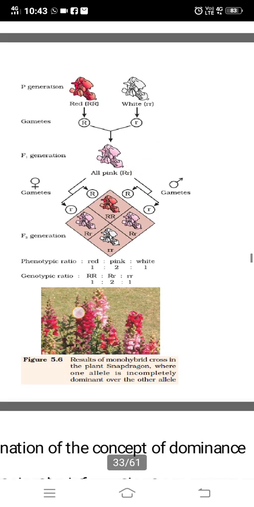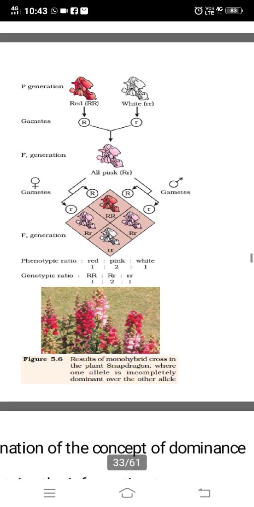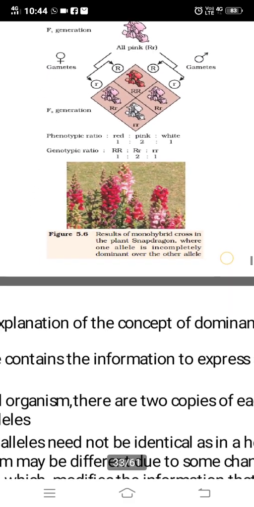You can see the Punnett square here, R. Here this is red, pink and white. So 1:2:1 is the phenotype, whereas in Mendel's experiment it was found that the phenotype is 3:1. So here 1:2:1, that is one red, two pink and one white.